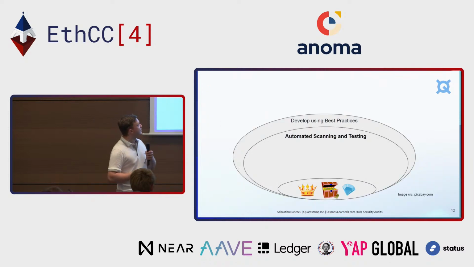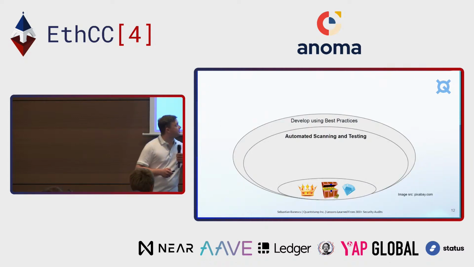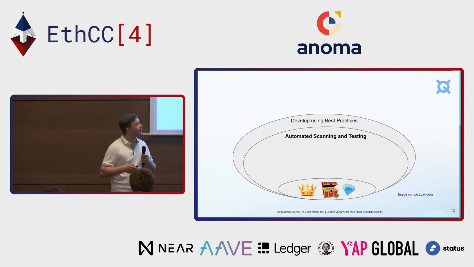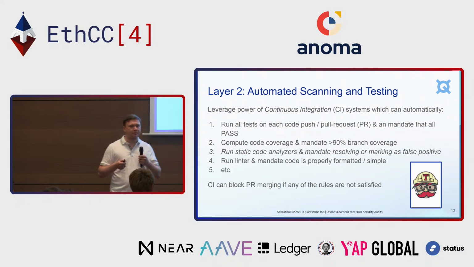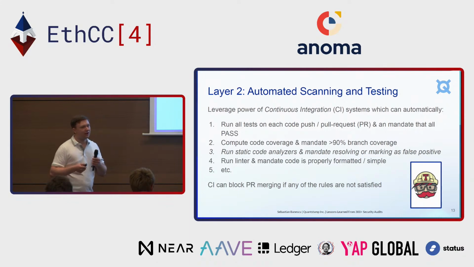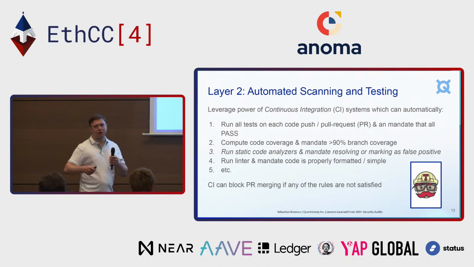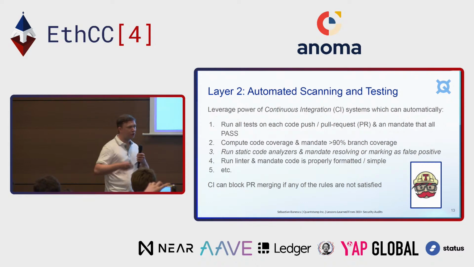Second layer, automated scanning and testing. Here you leverage the power of continuous integration systems. Basically, these systems allow you to automate a lot of things that you should be checking. First thing, the tests, the things that you've been writing all the time. Make sure that when you add a new feature, all the tests pass, and you're not allowed to merge otherwise, okay? You should also compute coverage and mandate that something like branch coverage, using a tool like Solidity coverage, is always above 90%.